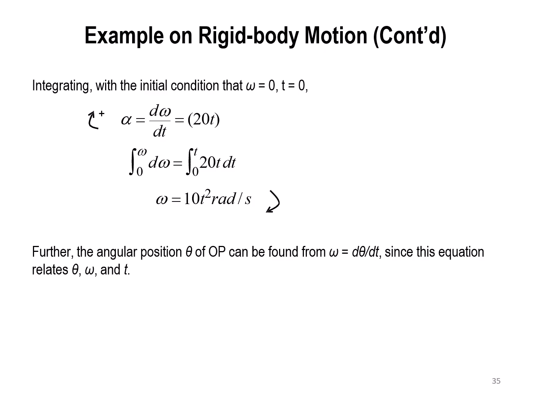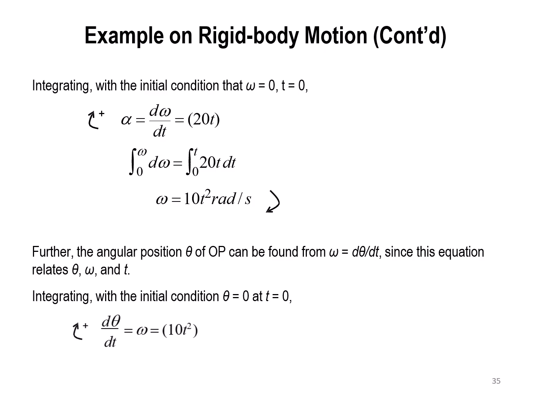Now further, the angular position theta of the OP can be found from omega, which is equal to d theta over dt. So we're going to do the same thing. Omega dt is integrated to find the value of theta. We rearrange it and integrate, and we find that theta is equal to 10t to the power 3 divided by 3, or 3.33t to the power 3 radians. That's it. That's the question.